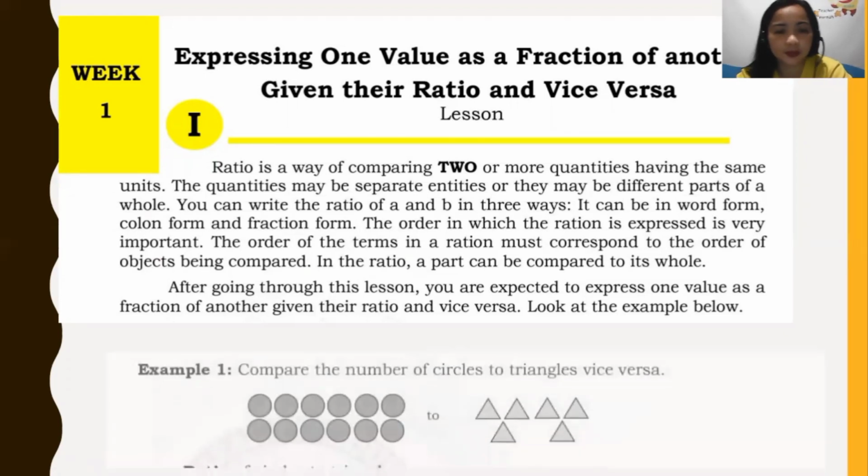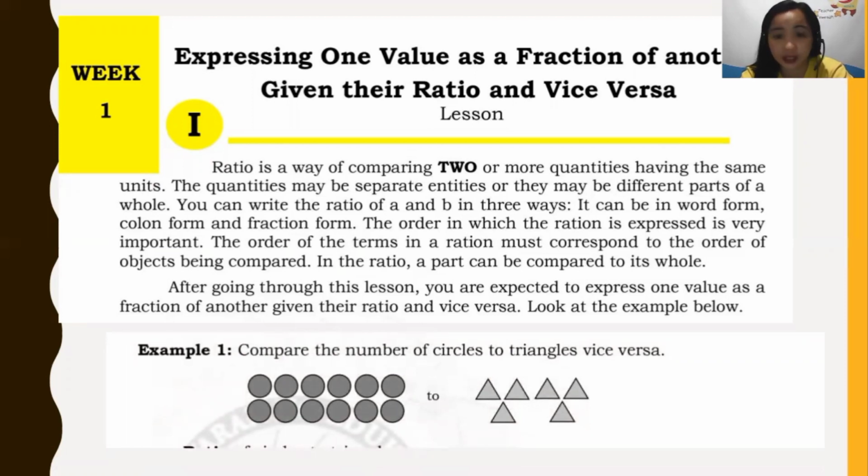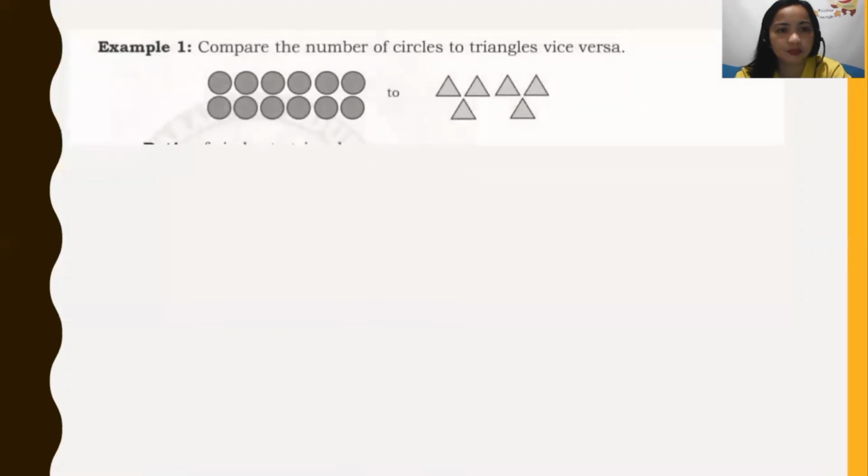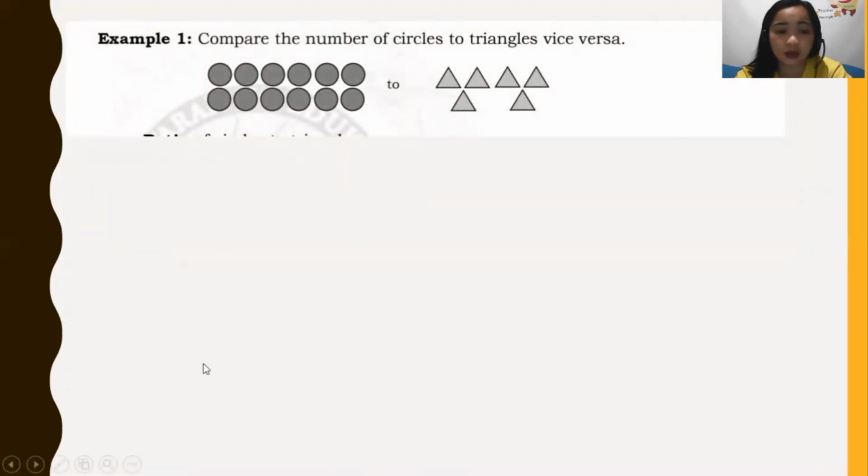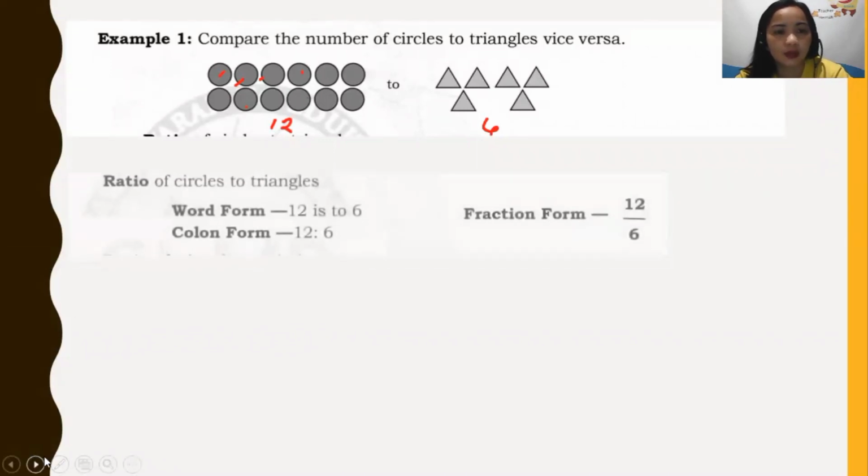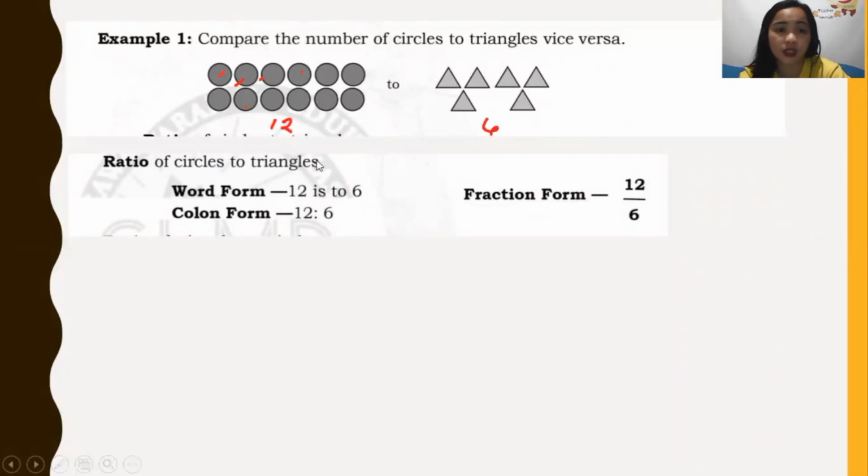Let's have an example. So here, let's compare the number of circles to triangles or vice versa. Before we start, let us count how many circles there are. 1, 2, 3, 4, 5, 6, 7, 8, 9, 10, 11, 12. There are 12 circles, and there are 1, 2, 3, 4, 5, 6 triangles. Now, let's proceed to the ratio of circles to triangles.